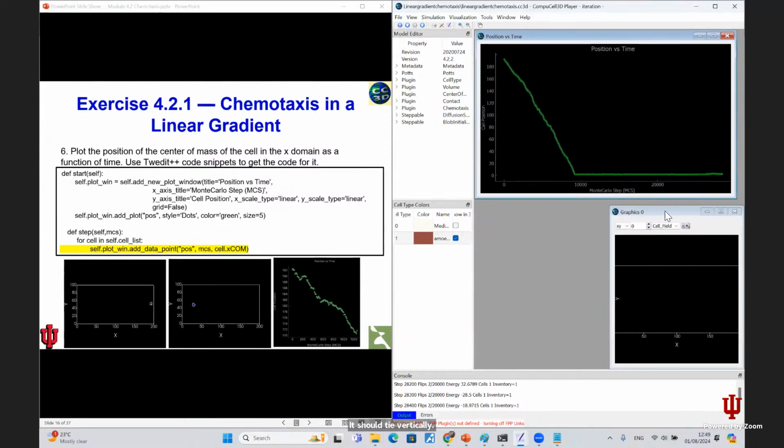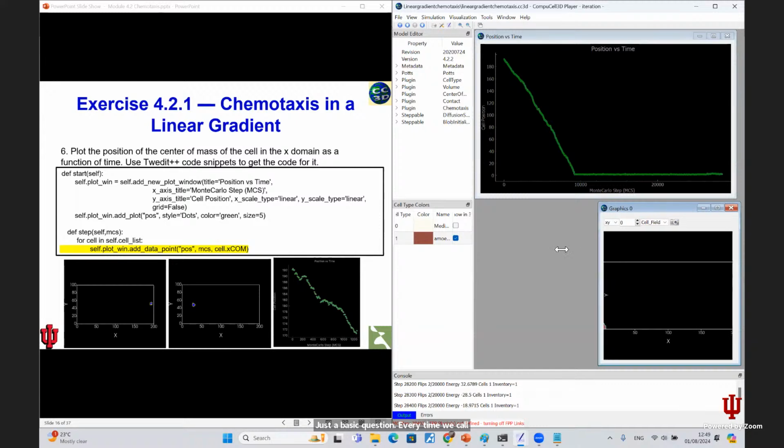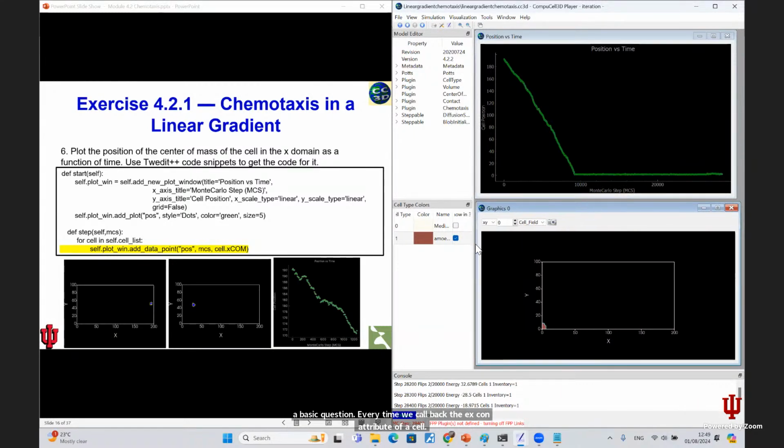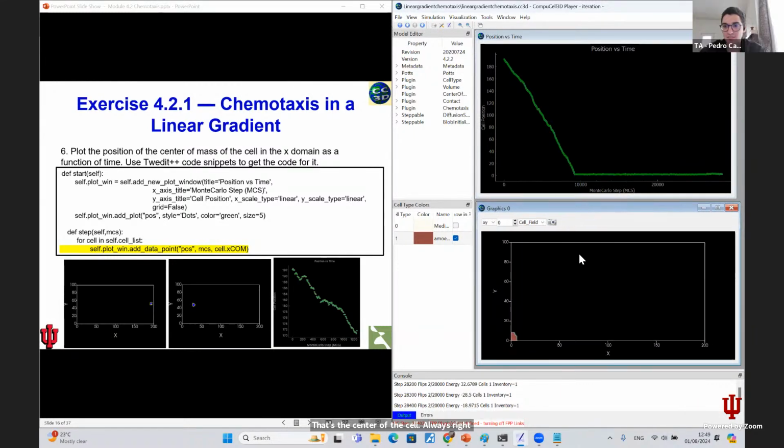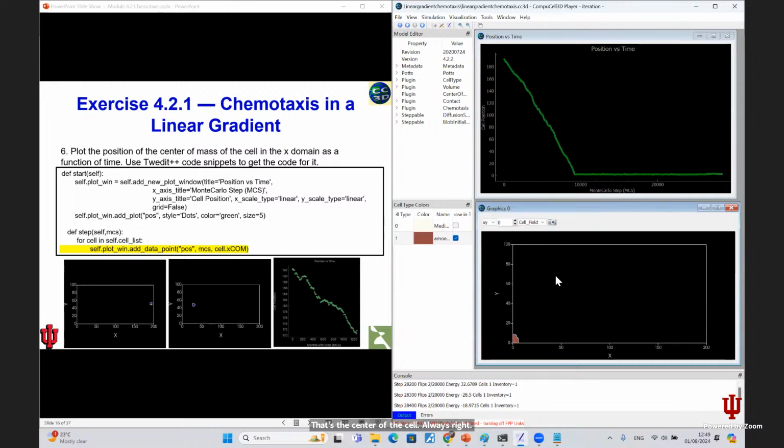Just a basic question. Every time we call back the xCOM attribute of a cell, that's the center of the cell always, right? Yeah, center of mass. X position, center of mass. Perfect. Yes. I don't know what else it could be, but yes, it's the center of mass. I was thinking it could have been some of the boundaries or some of the edges, but just to confirm, center of mass. Oh, COM, of course. Yes, okay, COM. That makes sense now. Thank you.